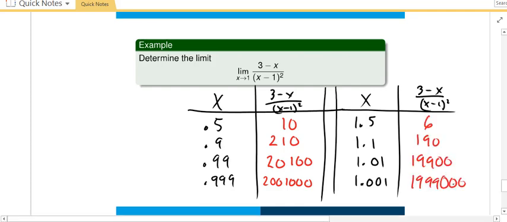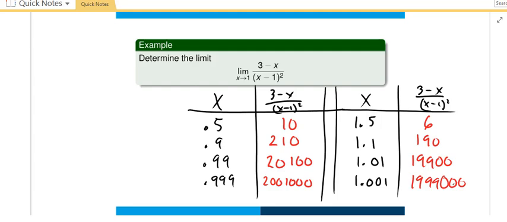So as we plug in values closer and closer to 1, they don't seem to be approaching any specific value. In fact, they just seem to be growing rather quickly. We went from a 2-digit number to a 7-digit number, going from 0.5 to 0.99. So what is happening and what can we say about the limit here?